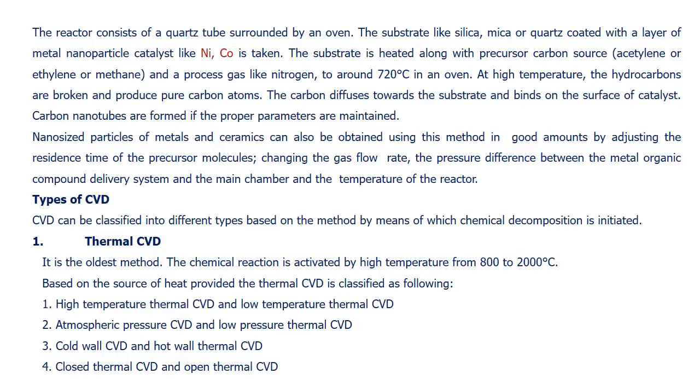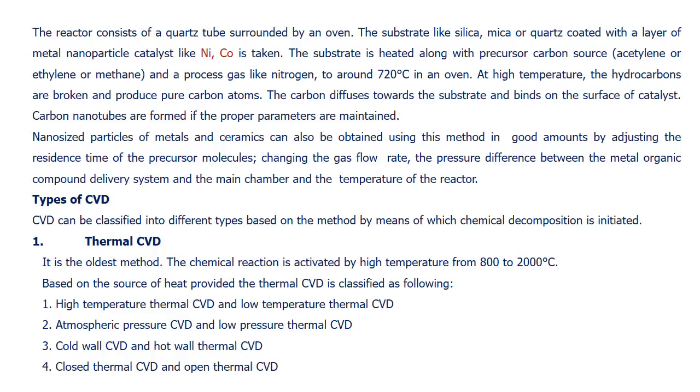The substrate is heated with a precursor carbon source: acetylene, ethylene, methane. Acetylene is generally taken, with a process gas like nitrogen. At 720 degrees, at high temperature, the hydrocarbons are broken and produce pure carbon atoms. The carbon diffuses towards the substrate and binds on the surface of the catalyst. So this is the deposition. They vaporize, get condensed and deposit at the surface, right? Nano-sized particles of metal and ceramics can also be obtained using this method in good amount. The rate of preparation of carbon nanotubes, CNT, is very high here.